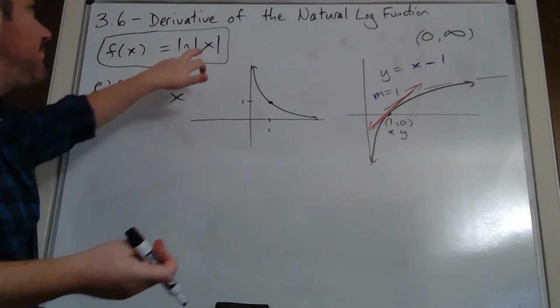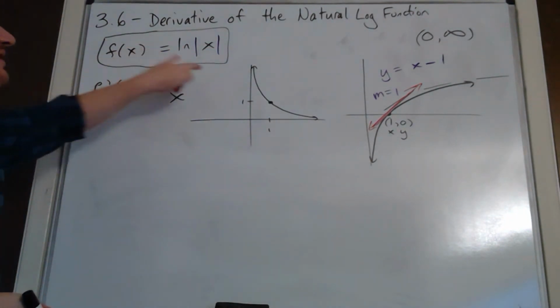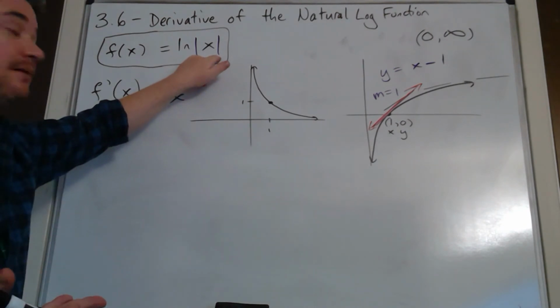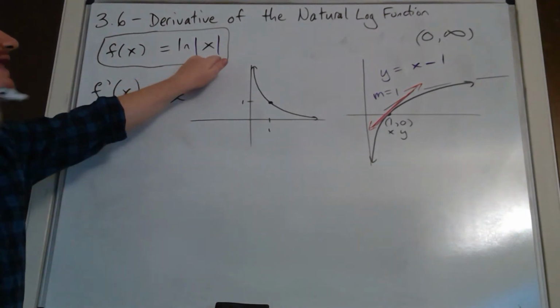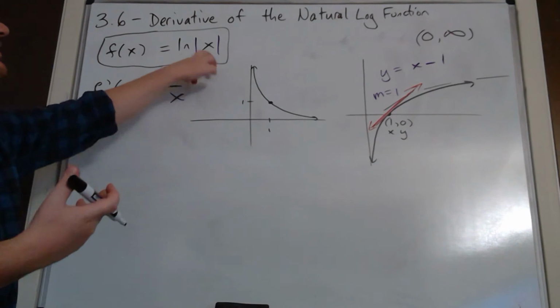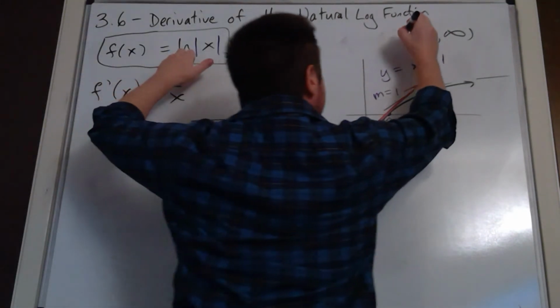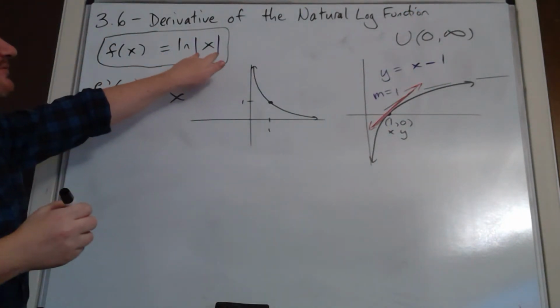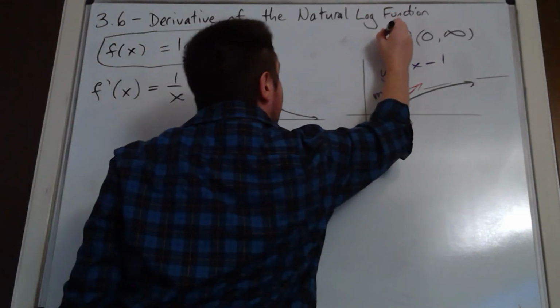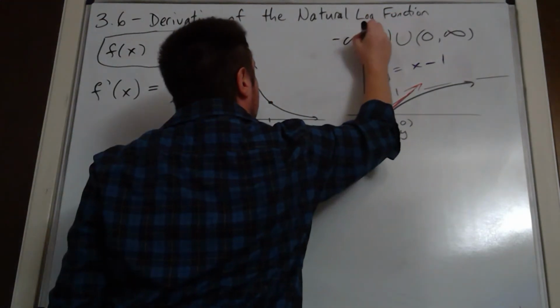However, now if I plug a negative number into this function, then the bars turn it into a positive number, right? So the bars take away any negativity, and then that positive number can get plugged into natural log, which means if I put absolute values around the x, I've expanded my domain.